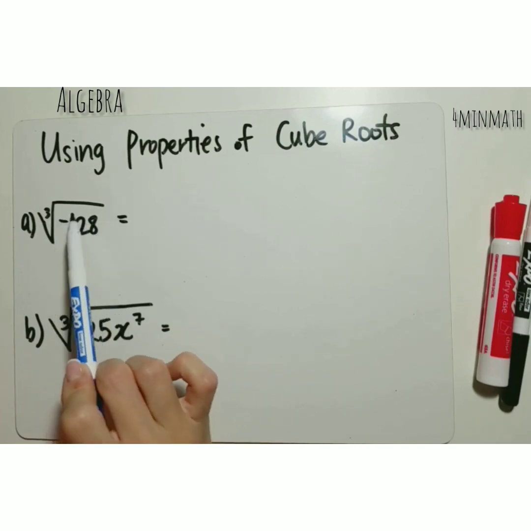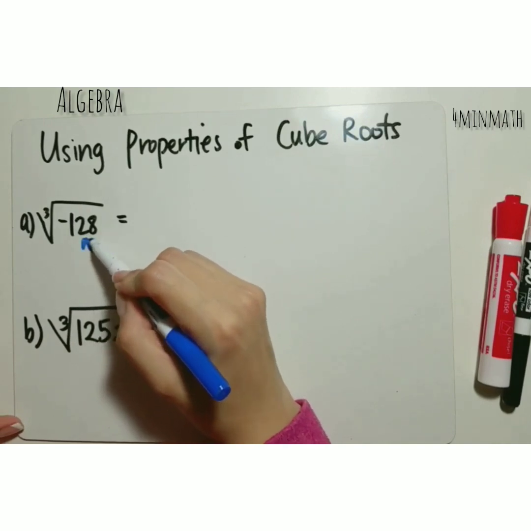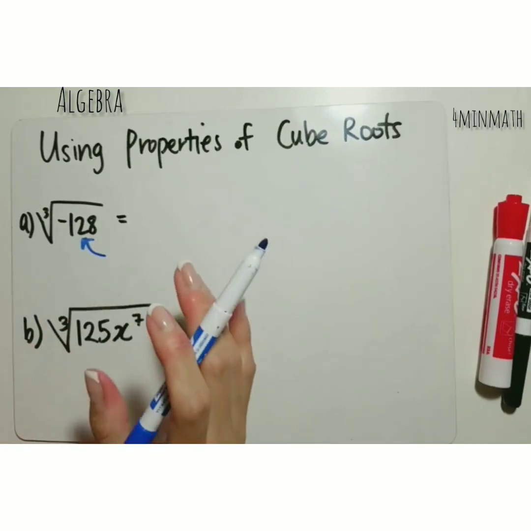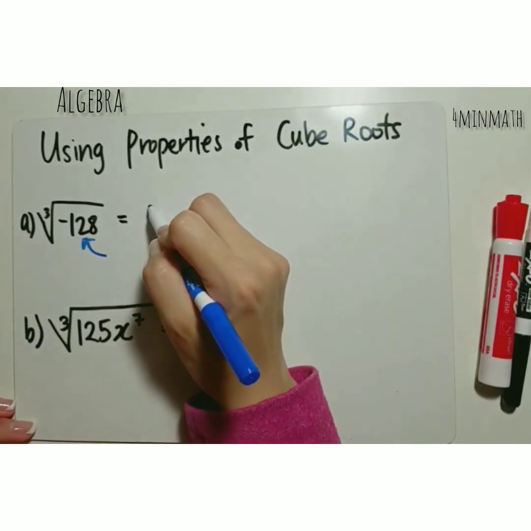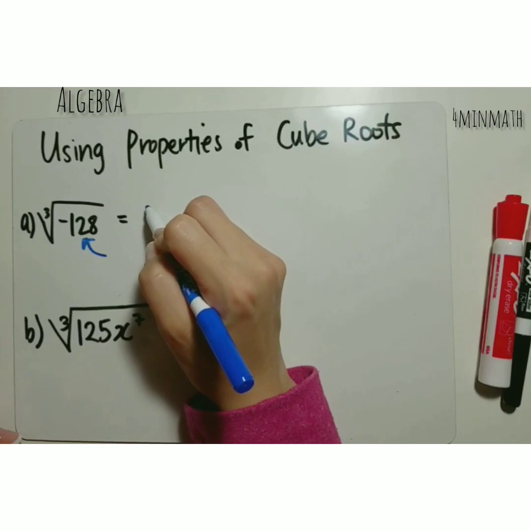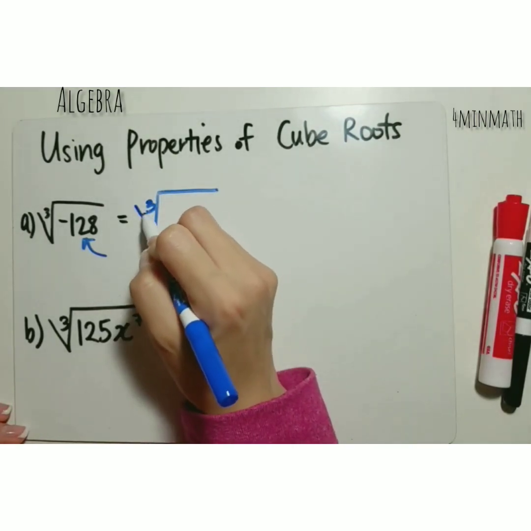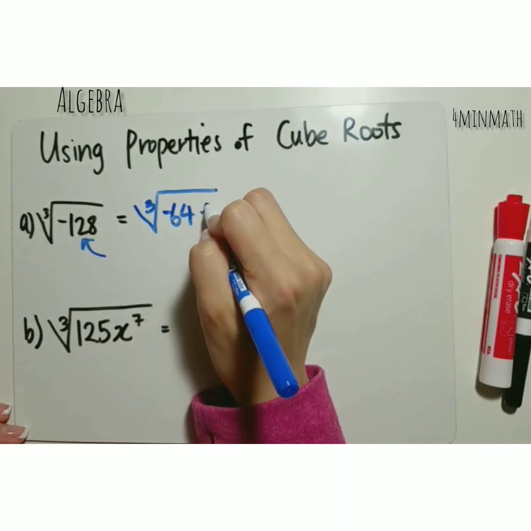Negative 128 is not a perfect cube here, right? So we're going to be thinking, how can I break this apart to find the greatest perfect cube factor and then simplify? So I am thinking to break this into negative 64 and 2. Make sure you keep the cube root. If you can't write this small, write the radical big. So negative 64 times 2.